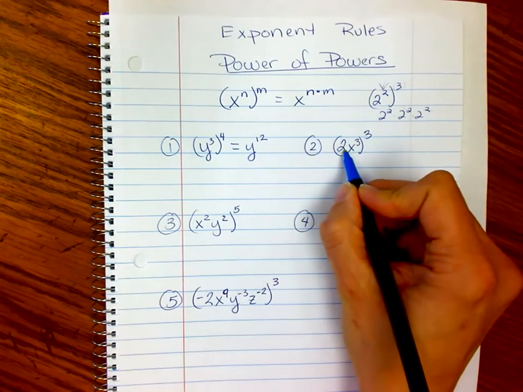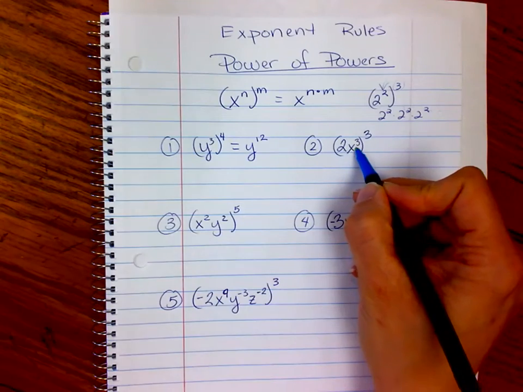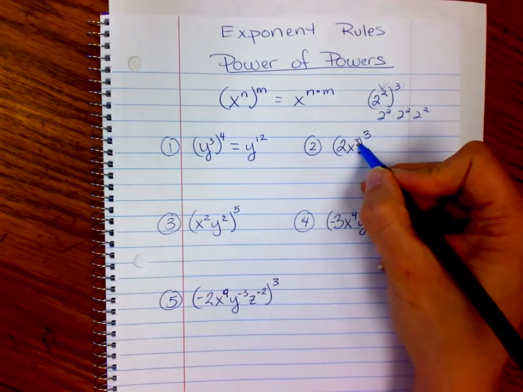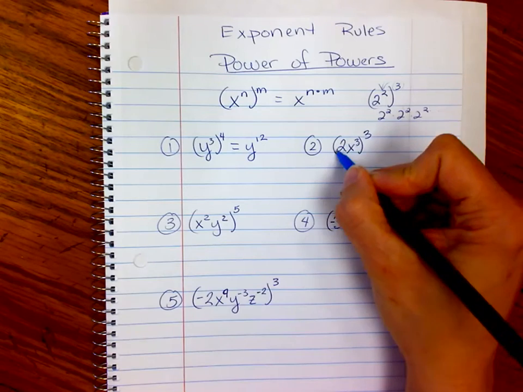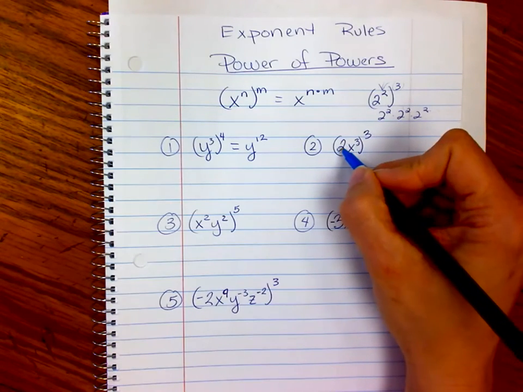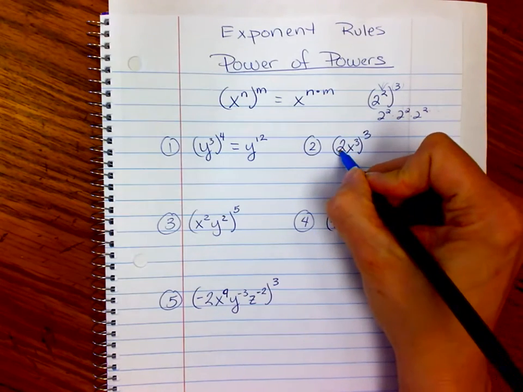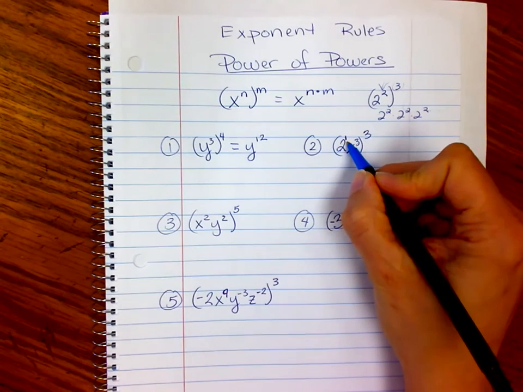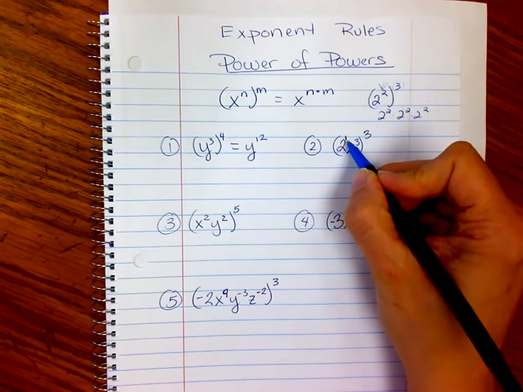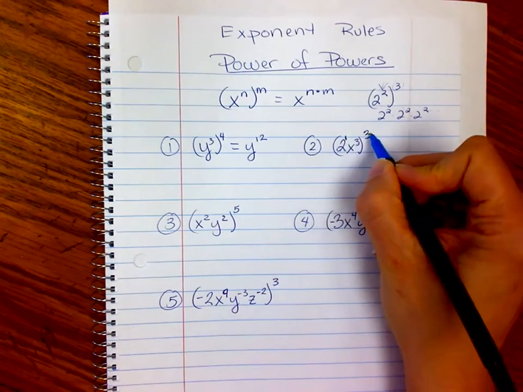Here I have a coefficient and then a variable. So the variable part's easy. We're going to do 3 times 3. But a lot of people get confused. They think for some reason that they just multiply here. You don't multiply the number, the base, times 3. You multiply the exponent times 3. If there's no exponent on the coefficient, then it's a 1. So it's 1 times 3.